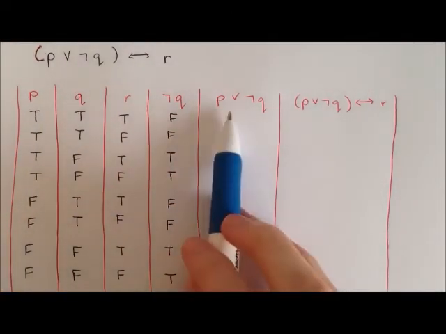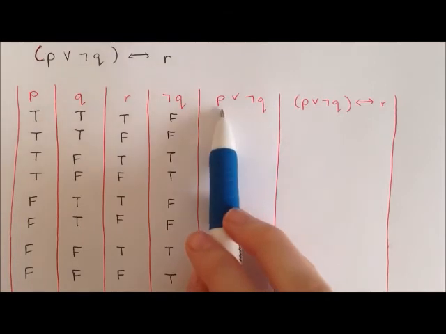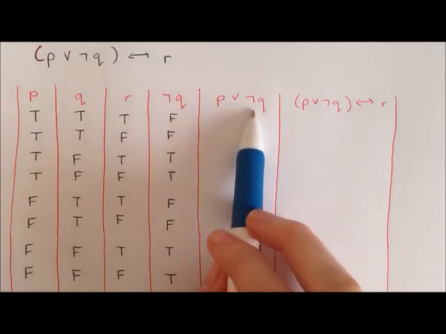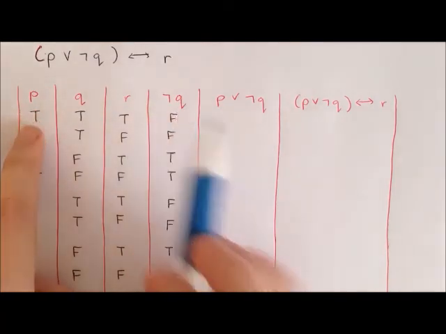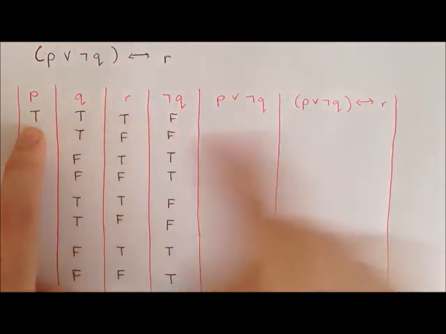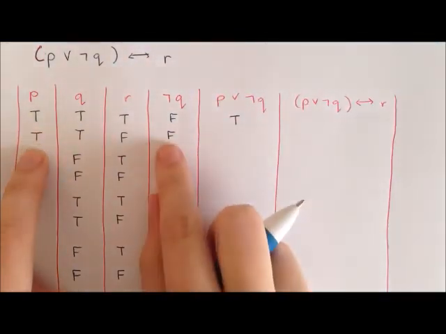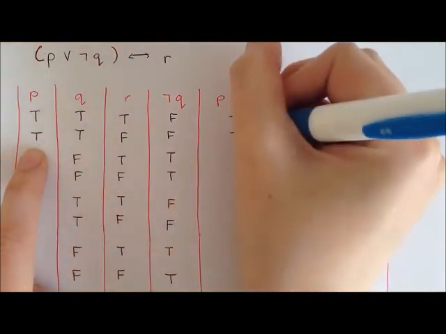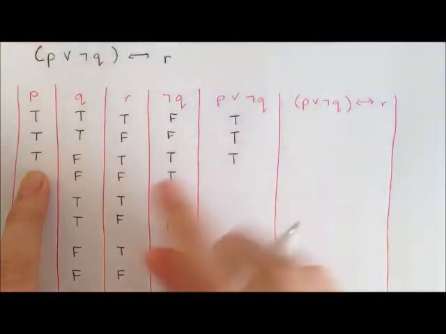Heading over to the next column, we've got P or not Q. So if it's P or not Q, we want a true in either the P column or the not Q column. So our P column is here, our not Q column is here. We've got true, false, so that's at least one true. So we've got a true. True, false again, we've got at least one true, so that's a true. True, true, we've got at least one true, so true.